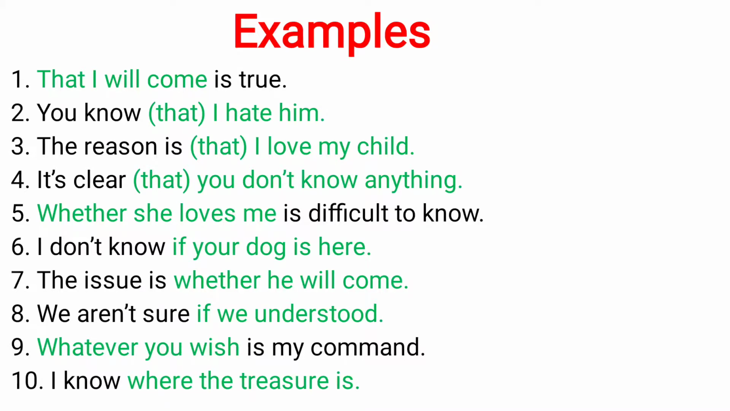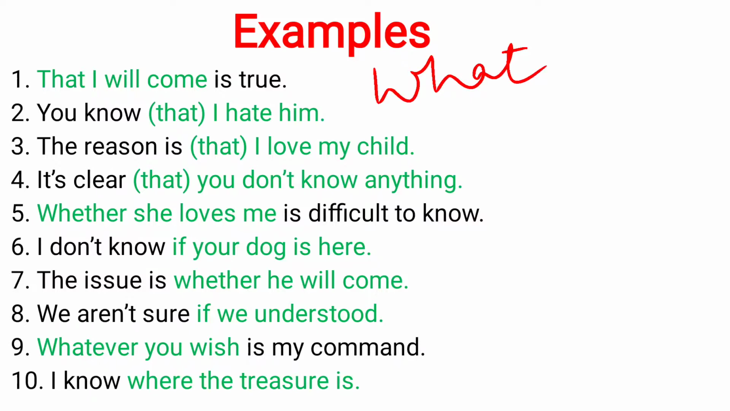Now here are some examples where we can look at the group of words and identify whether they are noun clauses or not. If you look at all these examples, all the green colored groups of words have a subject and a predicate, and that is why they are clauses. Secondly, they act as nouns in these sentences because they can be replaced by interrogative pronouns. And you can try that. For example, that I will come is true. What is true? So we can replace it.